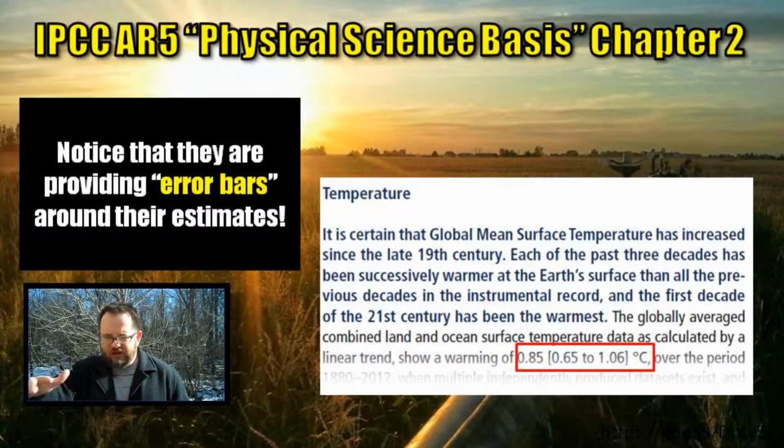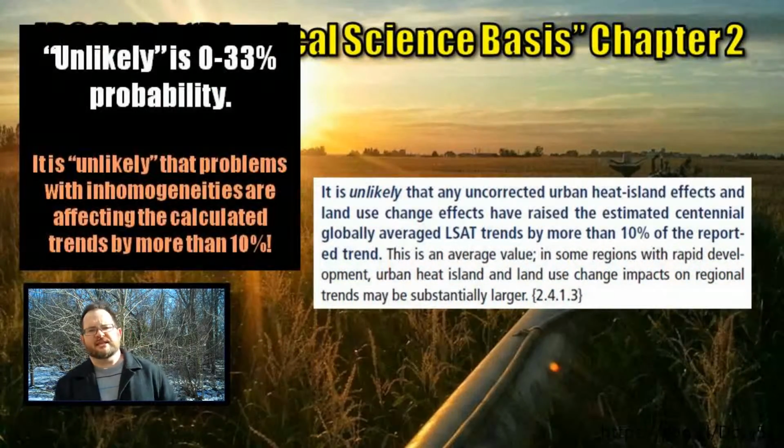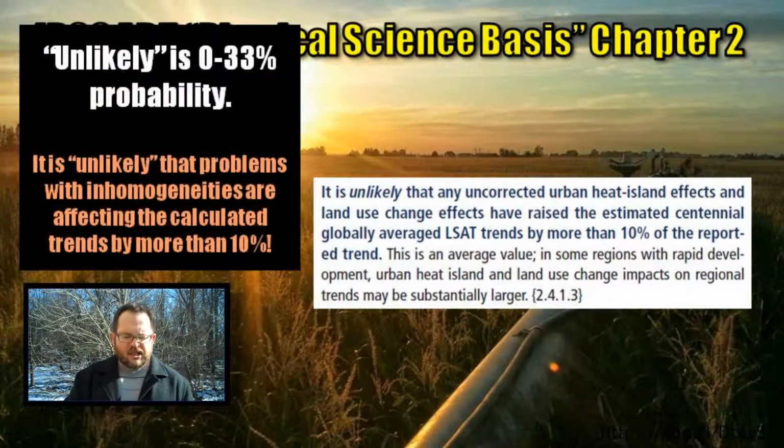Suffice it to say, there are well-established, well-published methods for coming up with error bars on something like a trend like this. Here's something else they said in that AR5 report. It is unlikely that any uncorrected urban heat island effects or land use changes have raised the estimated centennial globally averaged trends by more than 10% of the reported trend.